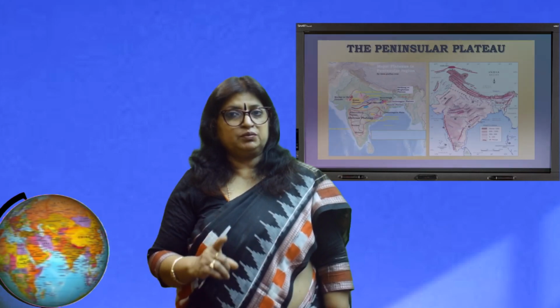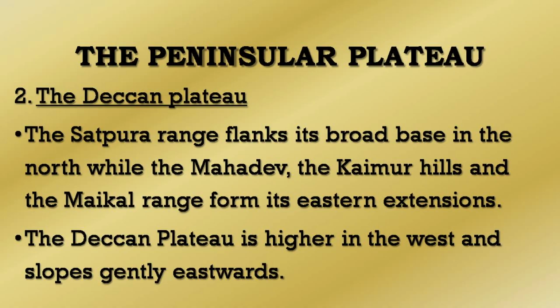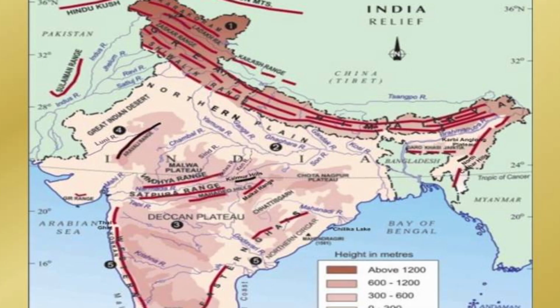Coming to the next part of this peninsular plateau, it is your Deccan Plateau. Deccan Plateau lies to the south of River Narmada and it is marked by the Satpura Range in its north. This plateau is higher in the west and gently slopes towards the east. Its northeastern extension is separated by a fault from the Chota Nagpur Plateau. You can find three prominent hill ranges from west to east.